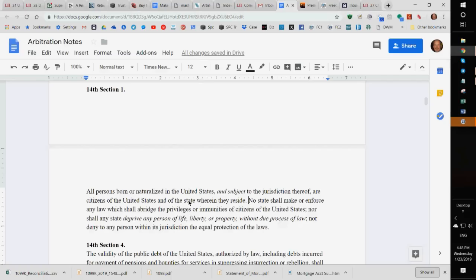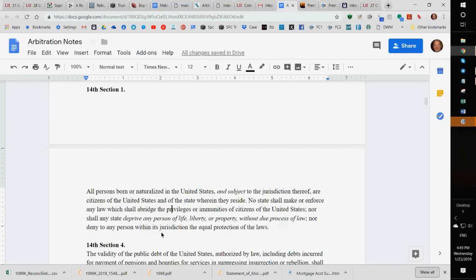Or of the state wherein they reside, and state actually means United States. Anyway, no state shall make or enforce any law which shall abridge the privileges or immunities of citizens of the United States. So they can't make laws that abridge their immunities and privileges. One of those privileges, folks, is contract. Okay? The state, that means any state, or the United States, cannot create laws that abridge the privileges and immunities of citizens. Contracts create immunities. Privileges are created by contract. You understand what this is saying.